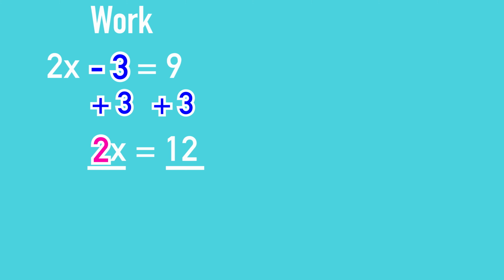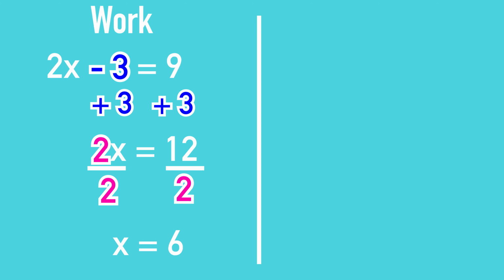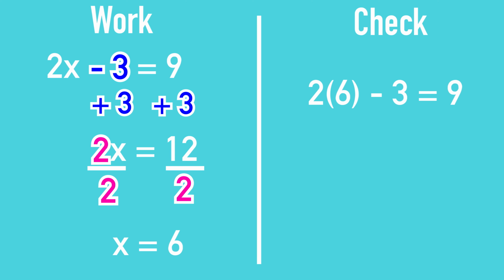The inverse of multiplication is division, so we divide both sides by 2, getting 2 divided by 2 equals 1, leaving x, and 12 divided by 2 equals 6. This means that x equals 6. To make sure that this equation is true when the value of x is 6, we will use the substitution property of equality to rewrite the original equation as 2 times 6 minus 3 equals 9. Evaluating this, we get 9 equals 9, which is true by the reflexive property of equality.